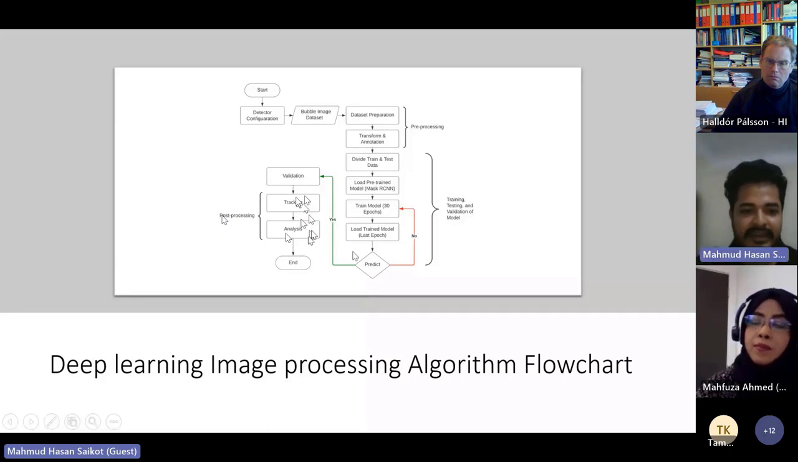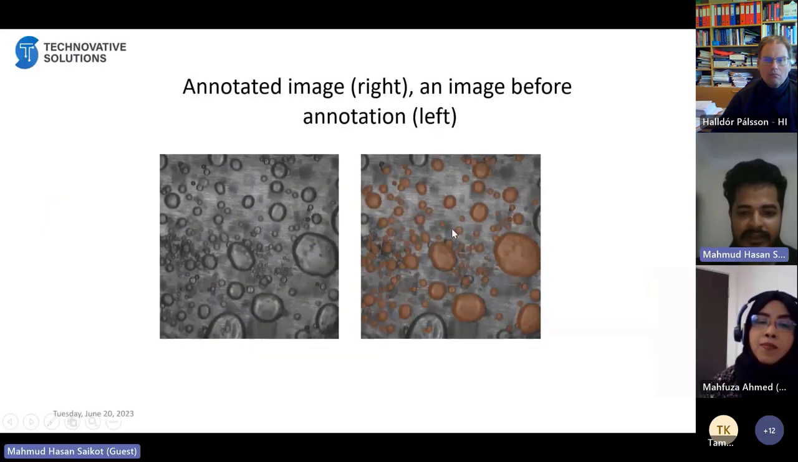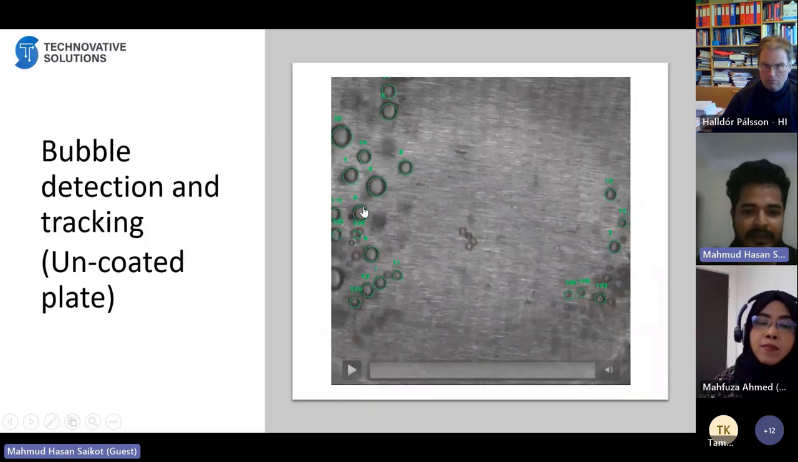Now, we have basically mentioned this in detail here. In every machine learning problem, we have a data set, and we train on that data set according to our problem, and then we test using some new images or data set. Then we go to tracking, where we track those bubbles which are detected by the algorithm in each frame, and we perform some kind of analysis after detecting the bubbles. So yeah, I talked about this slide already. This is just the annotation, and after all of that, we have the results here.